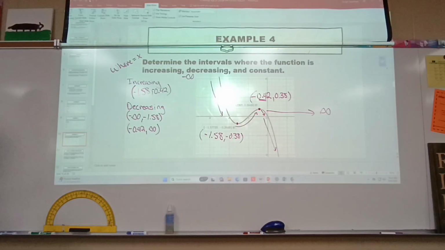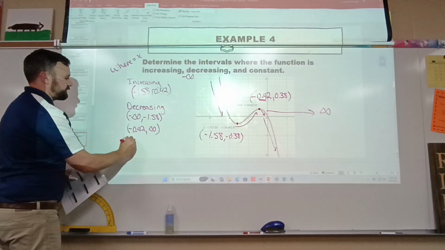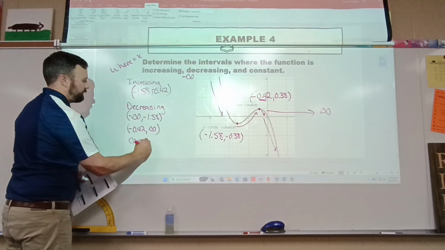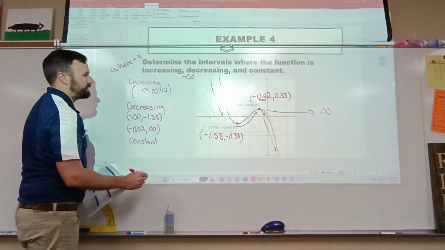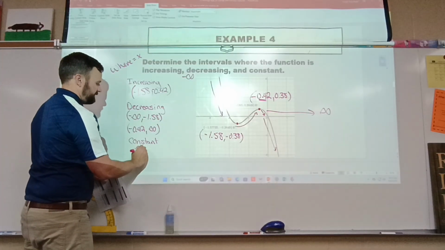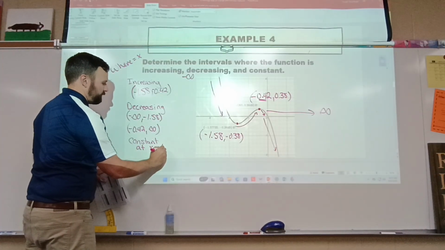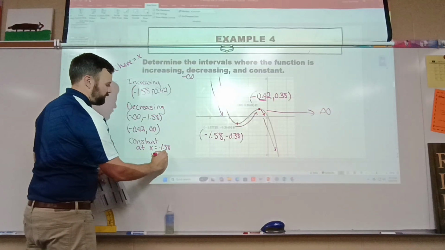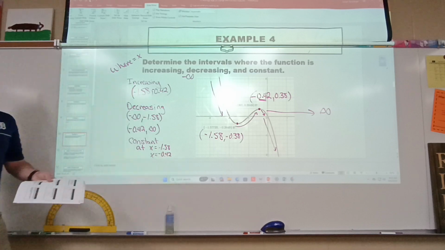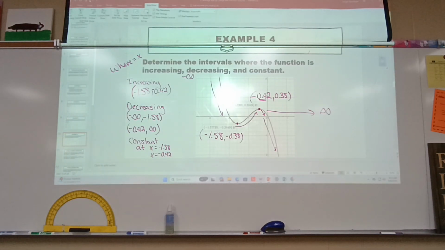Where am I constant? All right. So this isn't going to come up a lot in this class, but I will talk about the constants. They are at x equals negative 1.58 and x equals negative 0.42 because that's where it changes direction. You cannot be increasing or decreasing at those points. Those are actually called critical points, not inflection points.